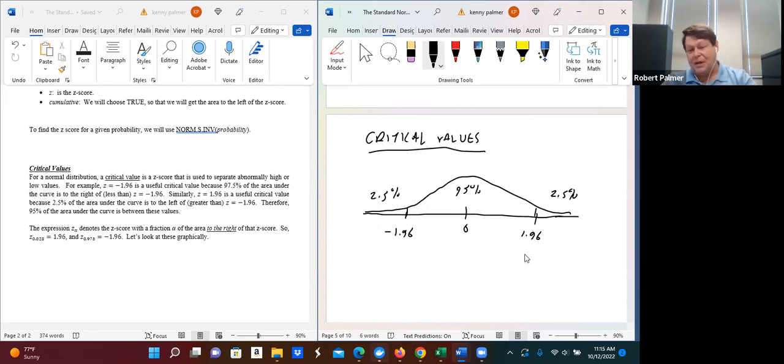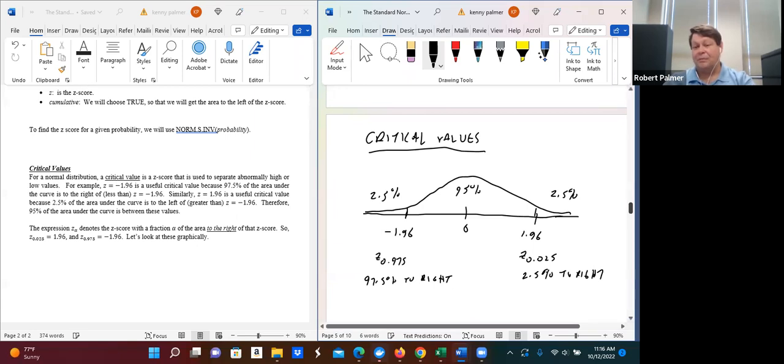So for example, the z here, and we'll also do this in terms of fractions. So this value is going to be z of 0.025, or 2.5% is to the right of this. And this critical value is going to be z of 0.975, or 97.5% is to the right of this. Once again, what this says is 2.5% to the right. And then here is 97.5% to the right. Okay, that's just the way it's defined.